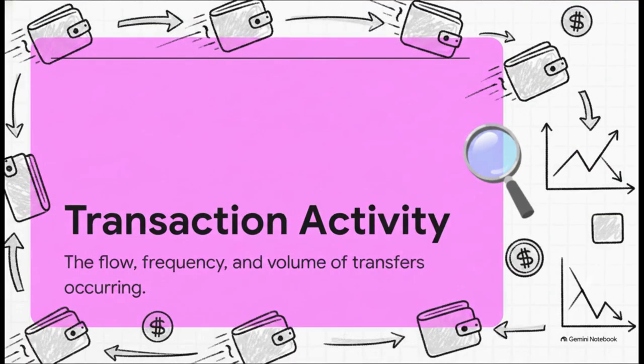Once you've got a read on those wallets, you've got to look at what they're actually doing. And that brings us to transaction activity, the flow, frequency, and volume of transfers occurring across the blockchain. This is literally the lifeblood of the network. So to put that into perspective, if you see transaction volume spiking heavily, but the price isn't moving at all, well, on-chain analysis might just be whispering to you that some major, quiet accumulation is happening right behind the scenes.